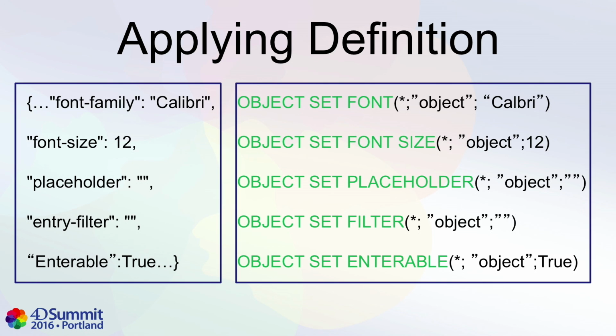So right there you see the font family is Calvary. So we use the OBJECT SET FONT command. As I said, the objects on the forms use the object set font families, and that's how they work. So I just call OBJECT SET FONT, find the object name, and then set it to Calvary. For the font size, it's a similar fashion: OBJECT SET FONT SIZE, object name, and then the size.